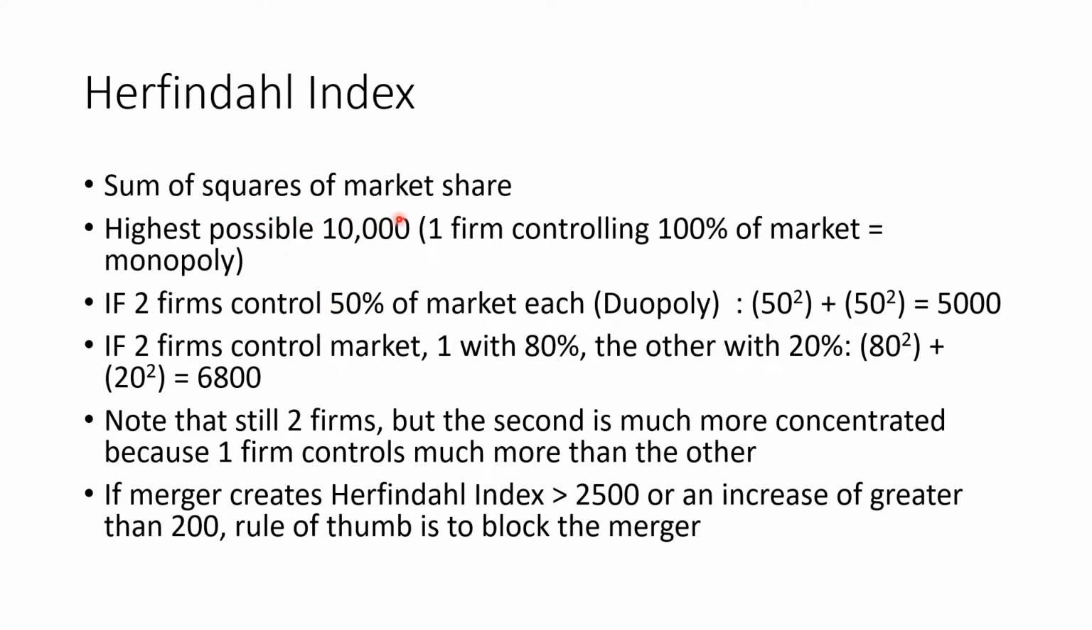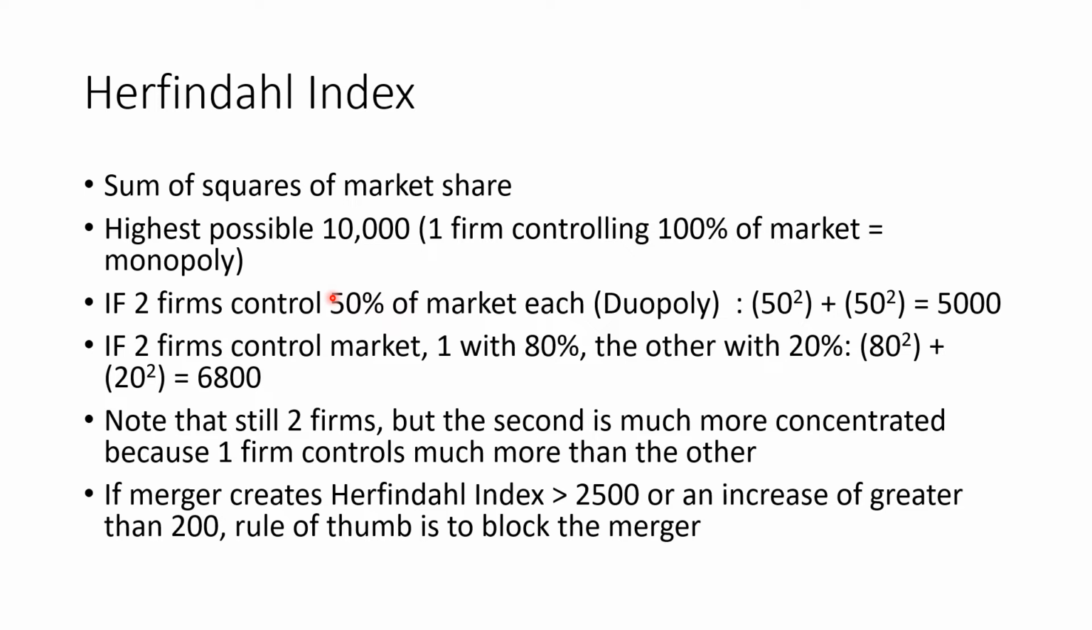So if you have one firm, this is the case of a monopoly. If you have one firm that controls 100% of the market, that's the sum of squares: 100 squared, that's 10,000. That's the highest concentration you can have. In the case of a pure duopoly, where you have two firms controlling 50% of the market each, you would have the sum of squares: 50 squared plus 50 squared is 5,000. And this is something I'm trying to come up with one that I can just do quickly here in my head.